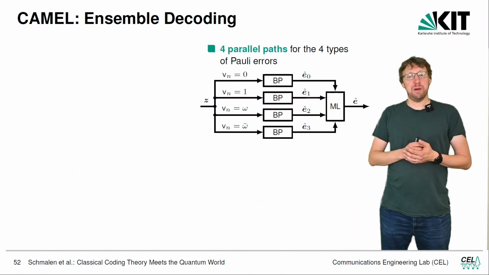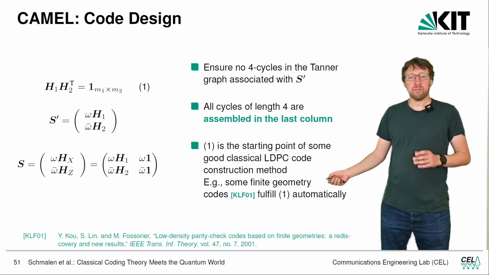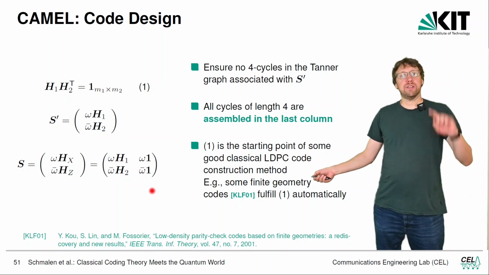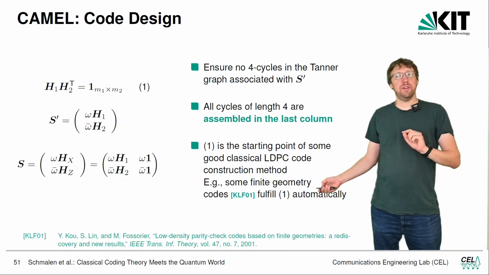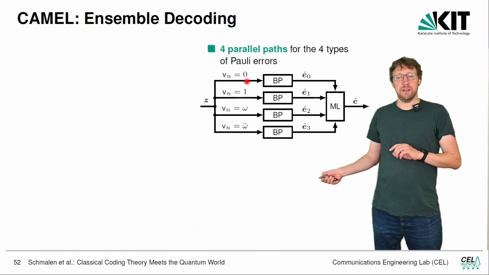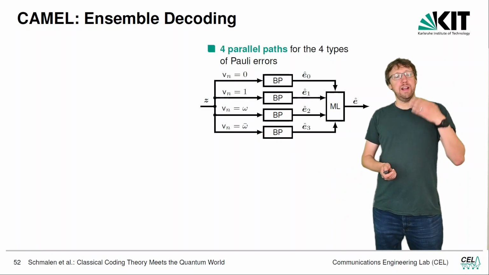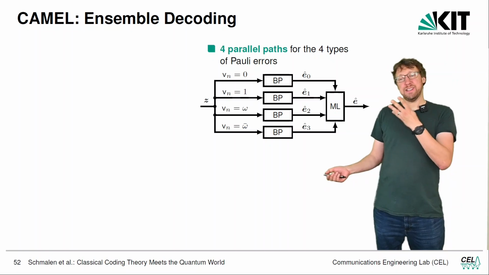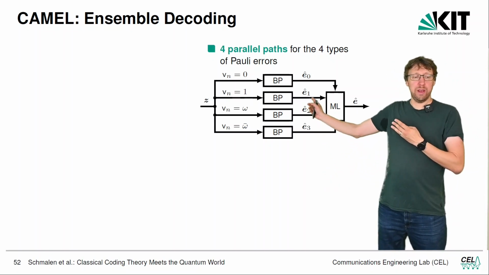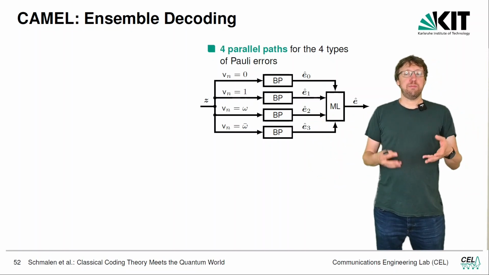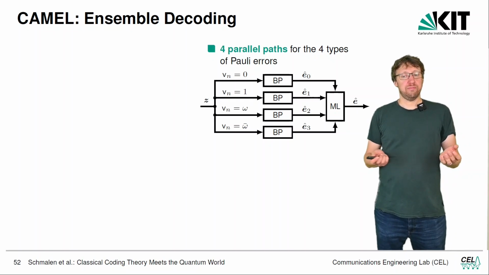So we use 4 parallel paths, and what we do is we say, okay, if the last qubit here is problematic, we just try out all the possibilities for the last qubit. So we try all the 4 possibilities, 0, 1, omega and omega bar, for the last qubit, and then we use BP decoding. And then we get 4 estimates of the error: E0, E1, E2, and E3. And then we just pick the most likely error, and we get the error E hat.